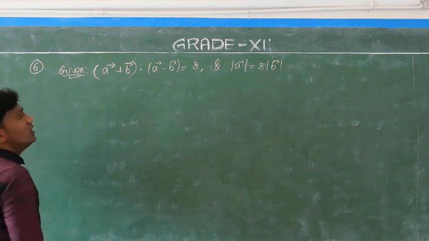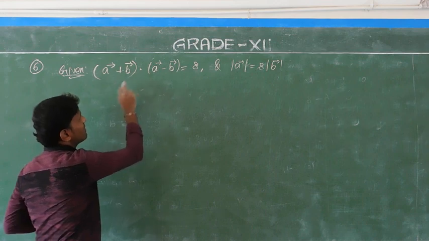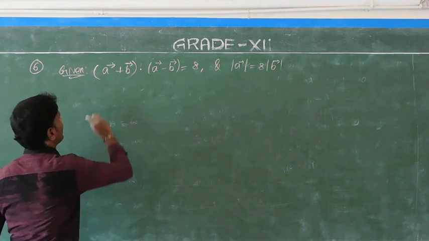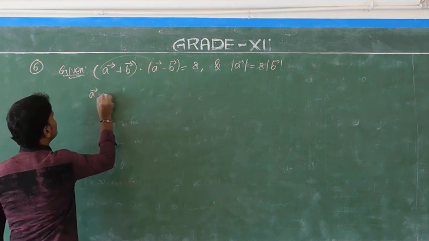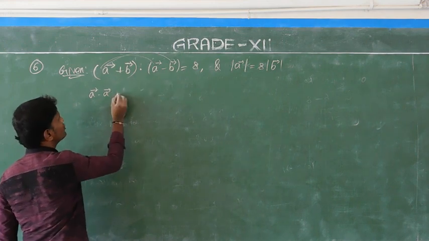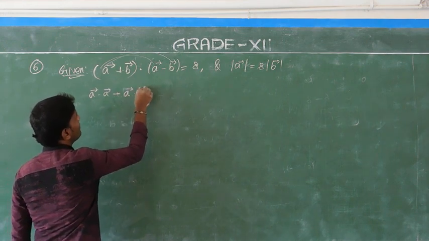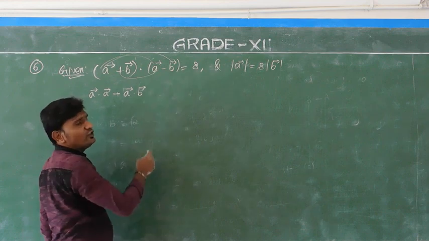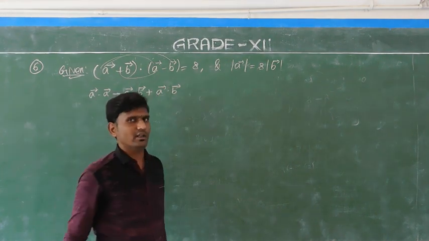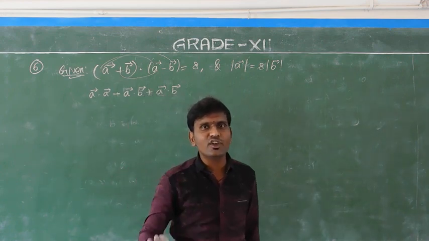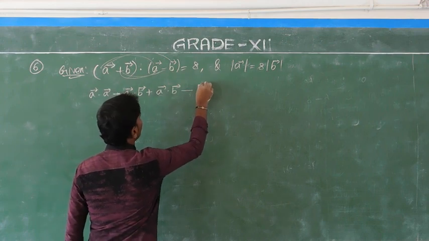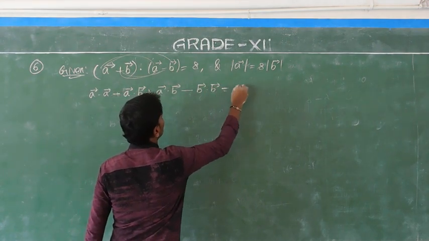Okay, so then listen. Here, a vector plus b vector, taking a dot product with a vector minus b vector. So take the dot product: a dot a, plus a into minus, what will come? Minus a dot b. Then b into a, what will come? a dot b or b dot a, because the commutative property is satisfied for the dot product. Then finally plus into minus, minus b dot b, which is equal to what is given?